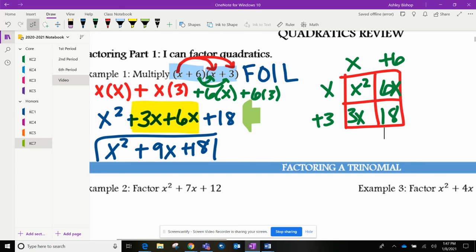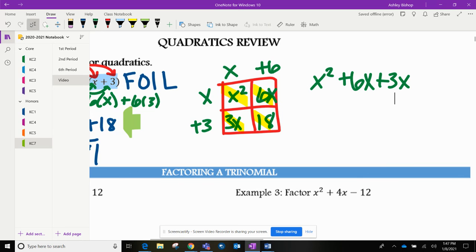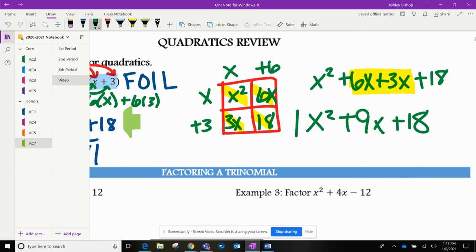Once you fill out the box, you are going to keep everything that you wrote inside the box, you are going to rewrite in a nice line. So I'm going to write x squared plus 6x plus 3x plus 18. And you will realize this gets me to the same spot that the FOIL method got me to. I just need to clean up my middle two terms. 6x plus 3x is equal to 9x. So I have x squared plus 9x plus 18, I'm sorry, is my answer.